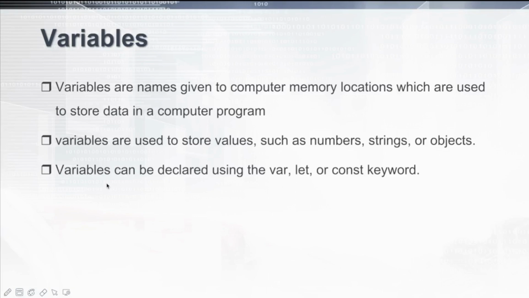To create a variable, there are different ways we can create variables. We can declare variables in our program. We have three keywords that I use. We have the var keyword, we have the let keyword, and we have the const keyword. So we are going to be looking at these three keywords and how we can use them to create variables in our program.